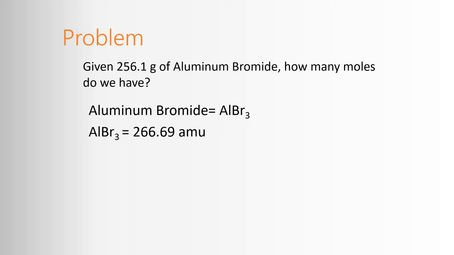So, we can determine that one molecule of AlBr3, one formula unit, is 266.69 AMUs. Now, how'd I get that? Well, I went to my periodic table. I took one quantity from aluminum and one quantity from bromine, multiplied the bromine times three, added them together, and I get 266.69 AMUs. That also means that one mole of aluminum bromide is 266.69 grams. So again, if I'm talking about a single formula unit, it's AMUs. If I'm talking about a mole of that formula unit, it's grams.